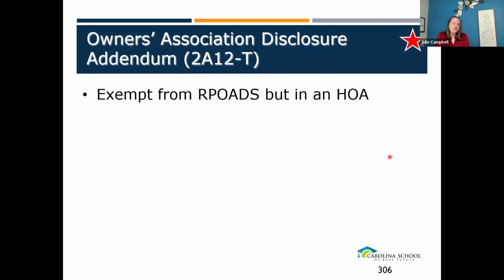However, the RPODs is exempt, but it's still in an HOA. So we still need to share that owner's association information. So that's what that form does. We're not using the RPODs, for example, because it's new construction, but we still need information on the HOA, on the owner's association. So we got a form for that.